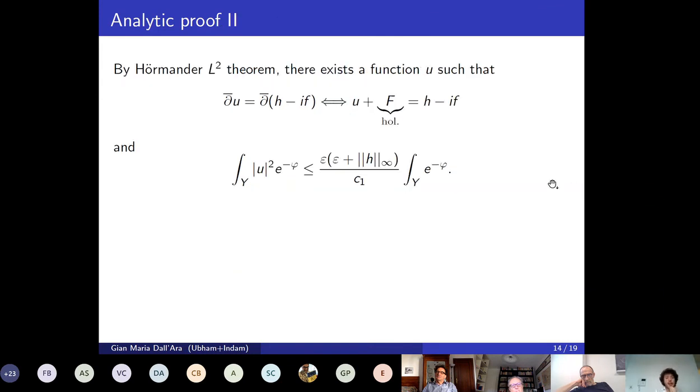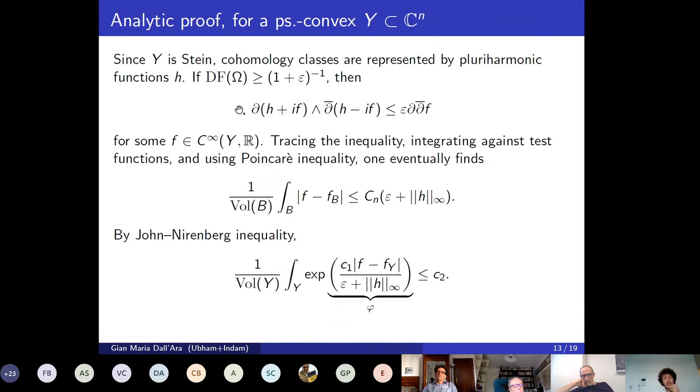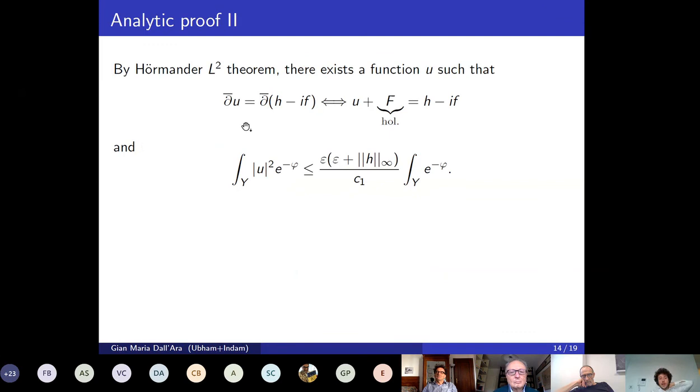And then this condition is really good for us because we can use our Hörmander L2 theorem to solve the d-bar problem with datum d-bar h minus i f. Of course, this (0,1)-form is d-bar closed, and so I can solve the d-bar problem with a smooth function u. This condition, actually, and let me go back, the first inequality on quadratic form is exactly the hypothesis of one of the formulations of the Hörmander solvability theorem for the d-bar equation. So the consequence is that I can find a smooth function u such that this holds.